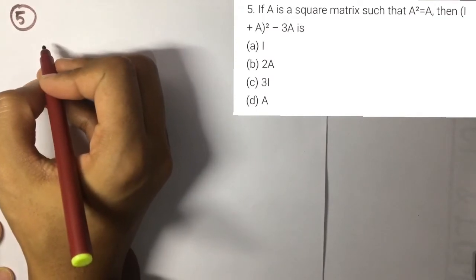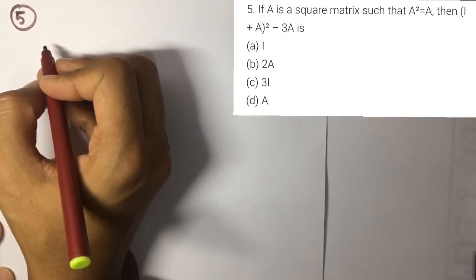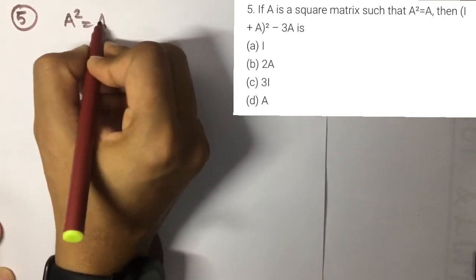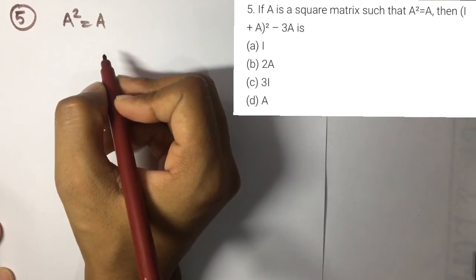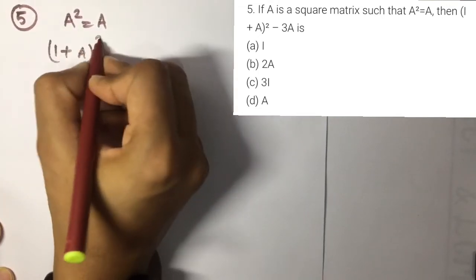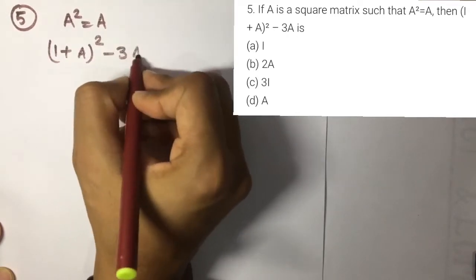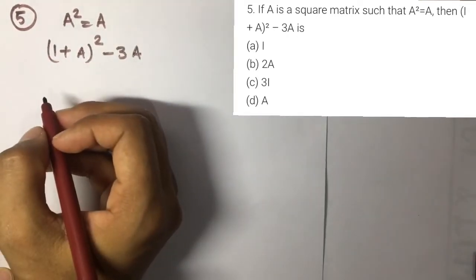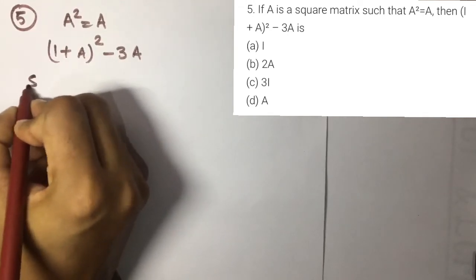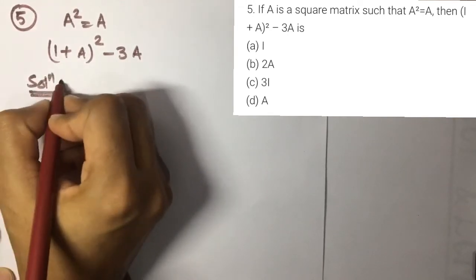Now move on to the question number 5. Question says that if A is a square matrix such that A square is equals to A, then I plus A whole square minus 3A is what? Options are I, 2A, 3I and A. Okay, now solve करते हैं इस क्वेश्चन को.